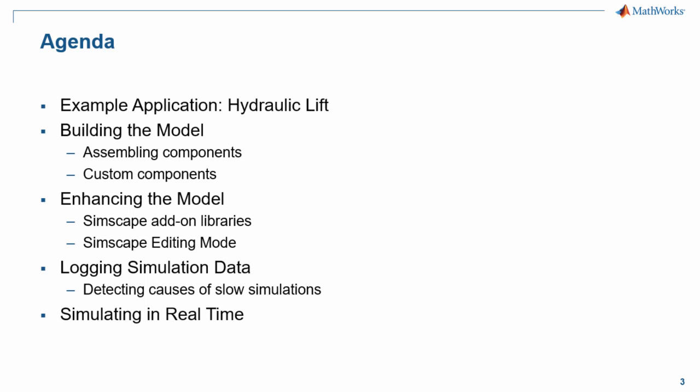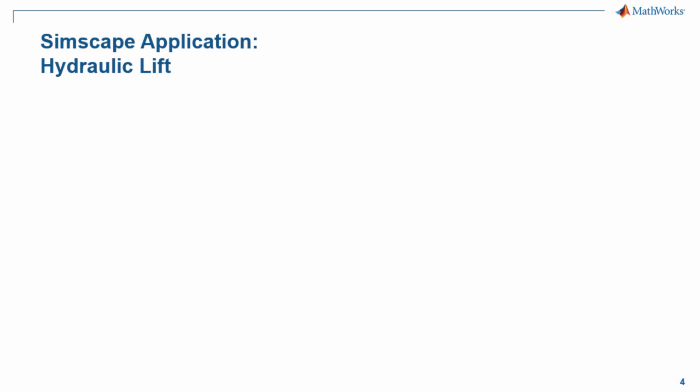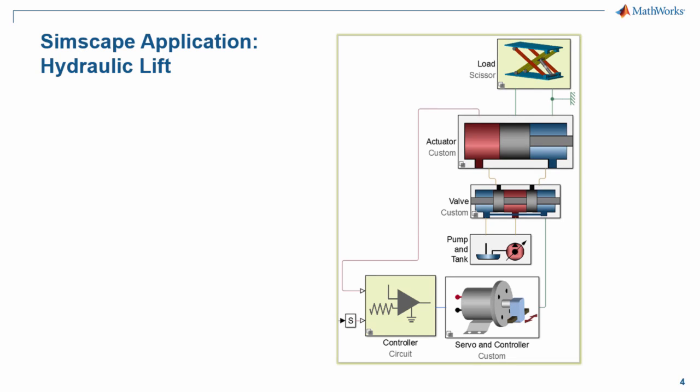Next, we'll log some simulation data and use that data to detect the cause of a slow simulation using the Simulink Solver Profiler. And finally, we'll see how we can configure the model to simulate in real time for tasks such as hardware-in-the-loop testing. Simscape is used for a wide range of applications. We will look at a model of a hydraulic lift.